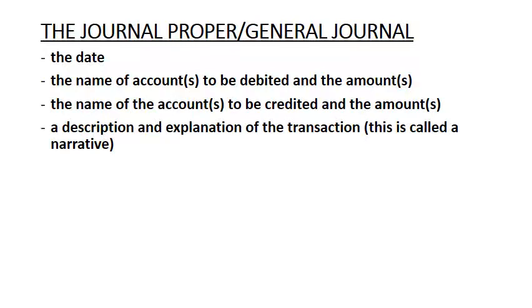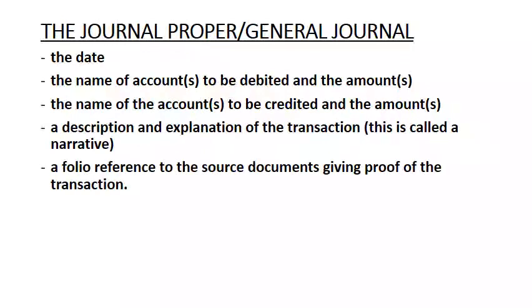The journal proper also contains a description and explanation of the transaction, which is called the narrative. In this narrative, you explain the transaction so that a person who's going through the journal proper can understand. And also, for you as an accountant, you need it to remind yourself of what that transaction was all about. Since there are these unique, strange transactions that we record in the journal proper, a narration is very important.